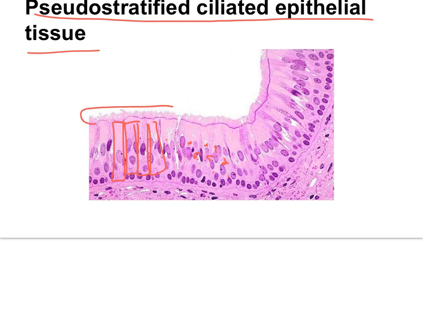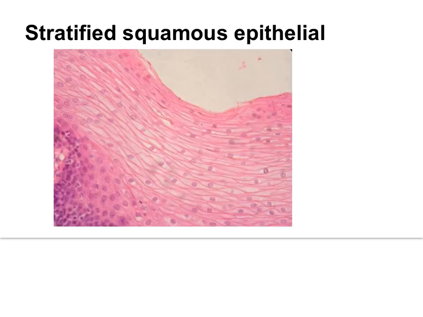But then what makes it special, it has this brush border of cilia, and this cilia is going to beat. This is found in the respiratory system, and these cilia actually move a layer of mucus, and this is what helps to clean out our air, our lungs.